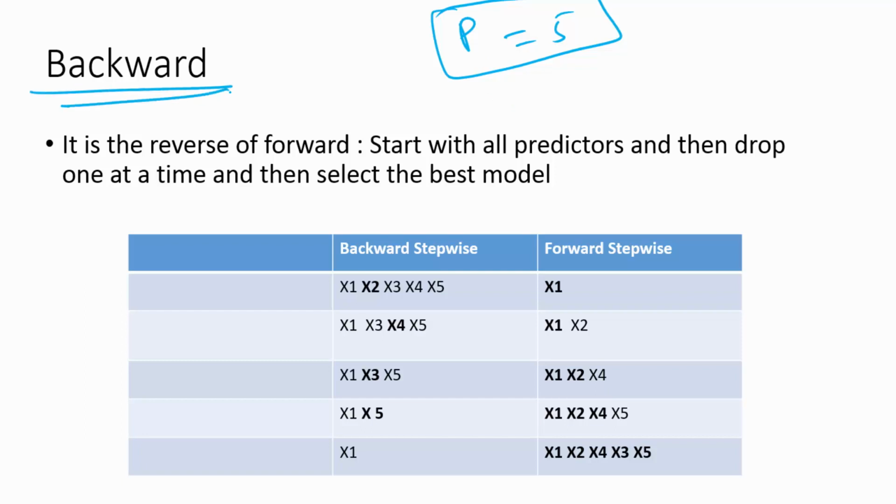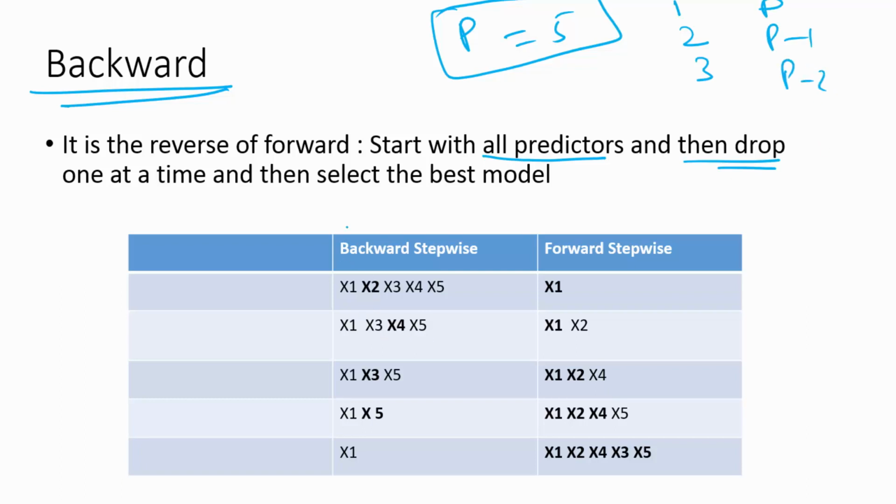Then backward stepwise regression. Okay, so this is one type of variable selection method, which is the reverse of forward. You start with all predictors and then you drop one at a time. So in forward, we start with one, then you go to a two variable model, three variable model, and so on. And it's just the opposite. You start with p number of variables and then p minus 1, p minus 2, and so on.